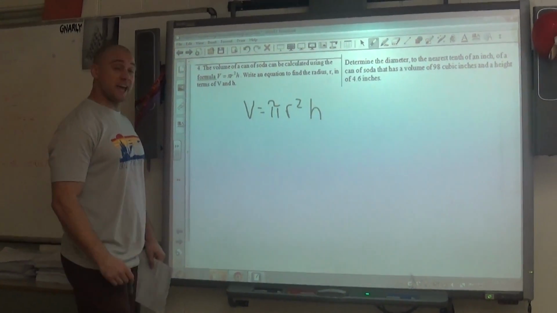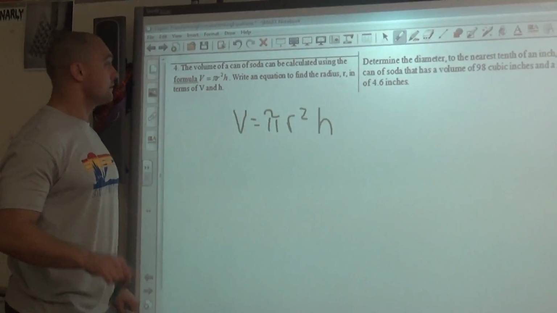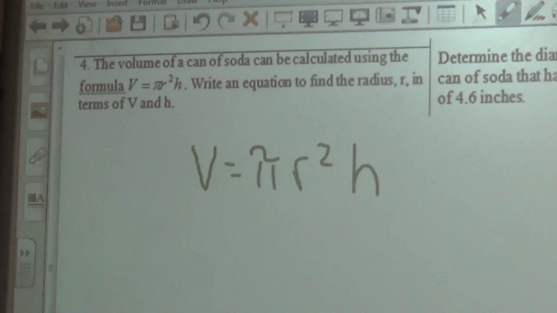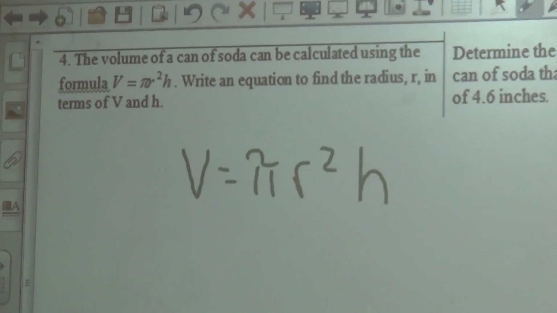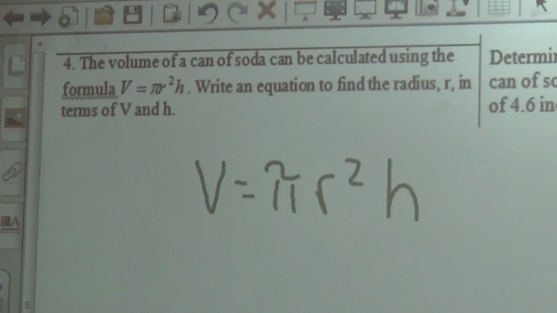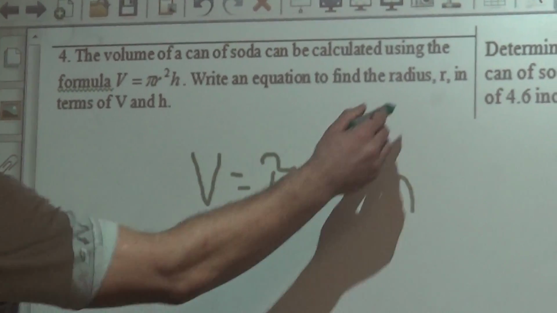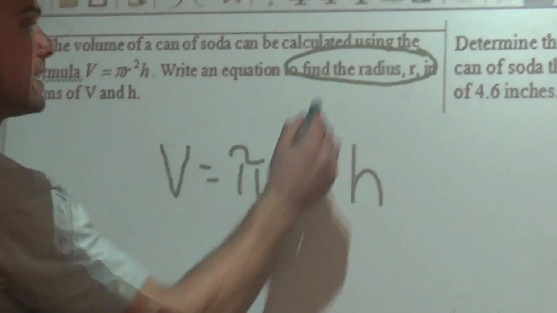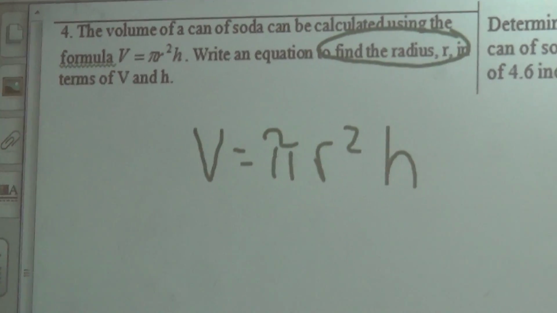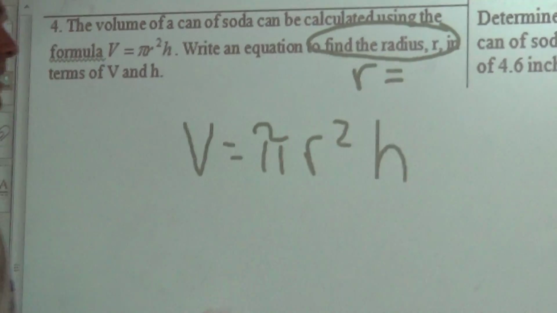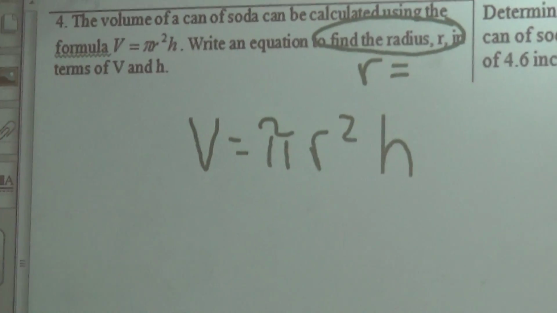The volume of a can of soda, preferably a nutty, can be calculated using the formula V equals pi r squared h. Write an equation to find the radius r in terms of v and h. So, same thing before, we are asked to find the radius r. So when we're done working with this, we should end up with something that is just r equals.